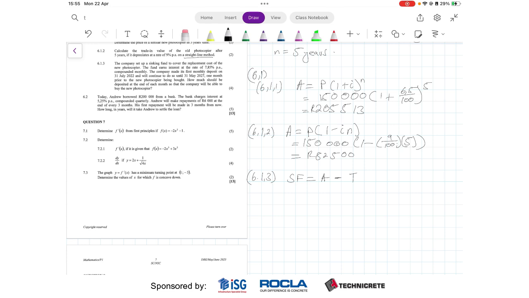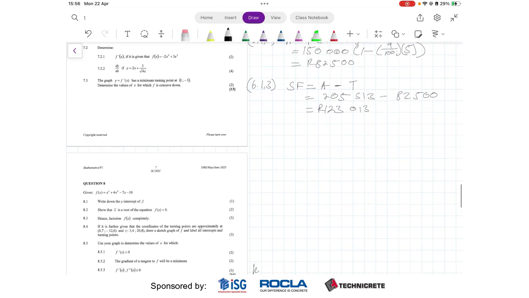Now, since we are dealing with a sinking fund, we need to know the value of our sinking fund. Okay, our value for the sinking fund will be 205,513 minus the 82,500, and this will be 123,013.